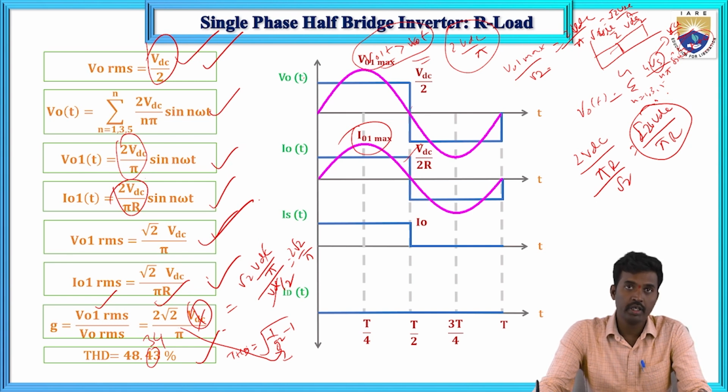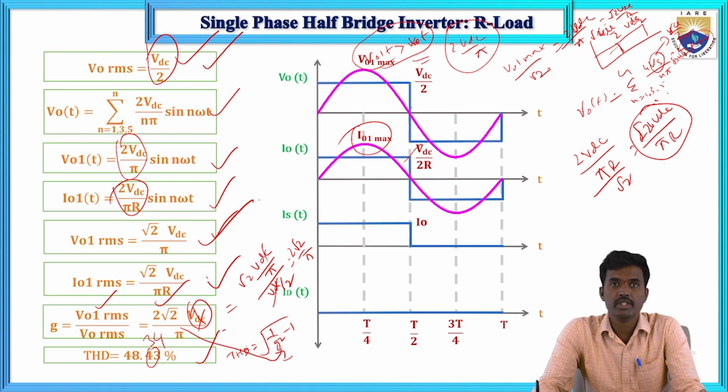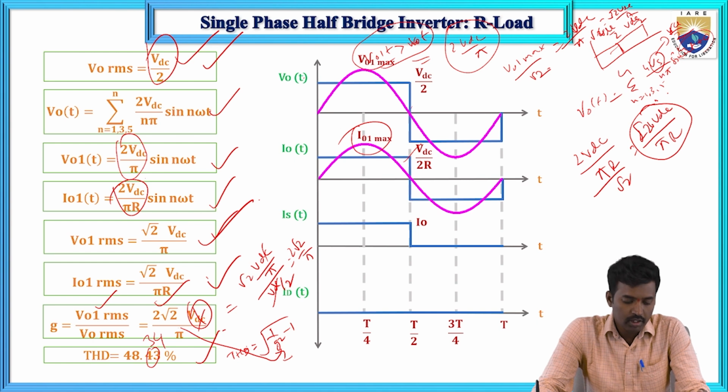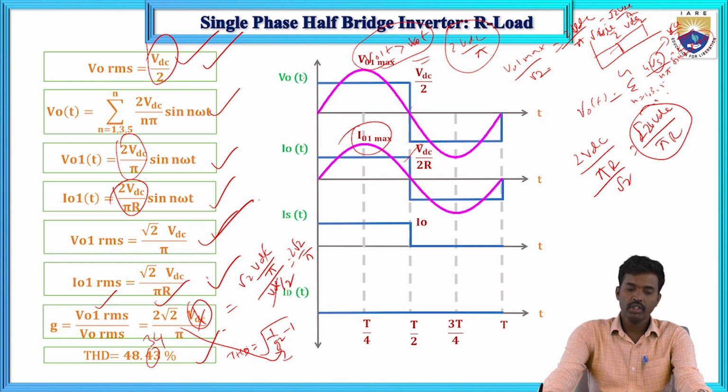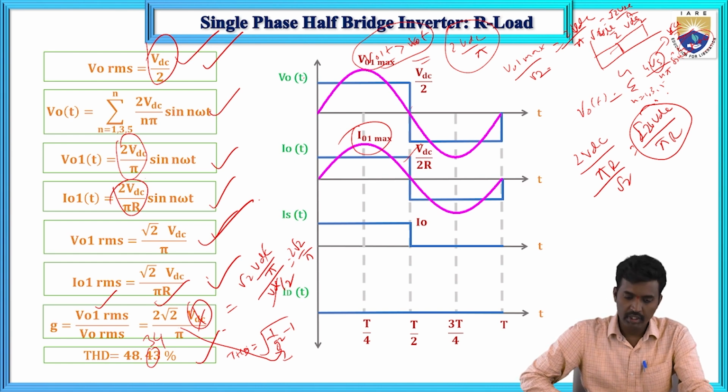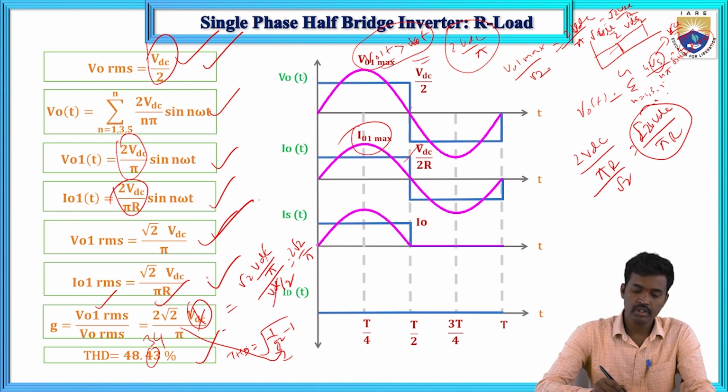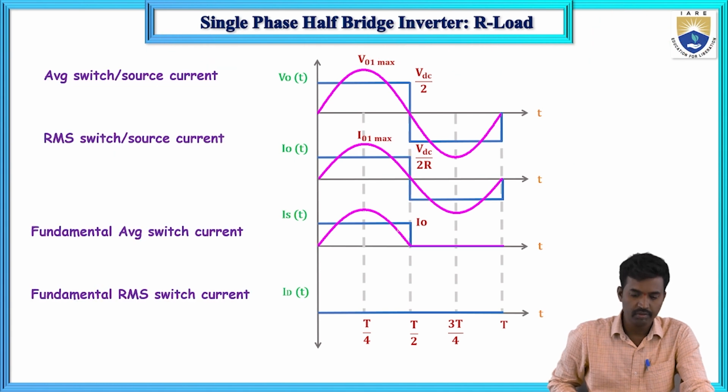There is a formula we have already discussed: V01 RMS divided by V0 RMS equals 2 root 2 by pi, and THD equals 48.34. So now these are the formulas. And next case here, this is the source current, so that we will see.